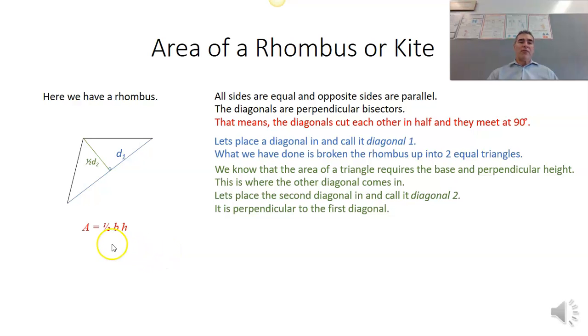To find the area of a triangle, it's a half times the base times the height. Let's substitute that in. Our base is D1, and our height is that half D2. We can simplify that expression: a half multiplied by a half is a quarter. So we've got a quarter D1 multiplied by D2. We're multiplying the 2 diagonals together and then multiplying that by a quarter. But remember, that's just the area of that particular upper triangle, and we actually cut that rhombus into 2 halves, those 2 triangles.